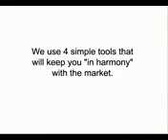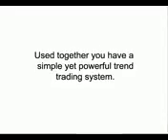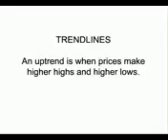Our system uses 4 simple tools that will keep you in harmony with the market, but only if you use them. I'll show you how to use trend lines, moving averages, stochastics, and Bollinger Bands. Don't let fancy words like stochastics and Bollinger Bands scare you. They are very easy to use. And when used together, you'll have a simple yet powerful trend trading system. Let's start with trend lines.